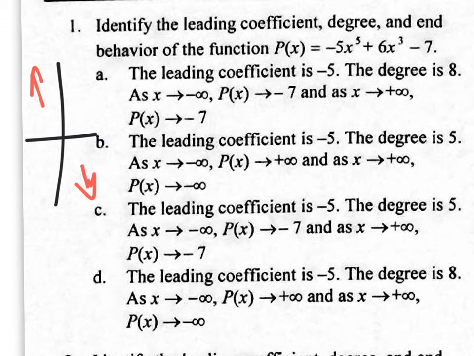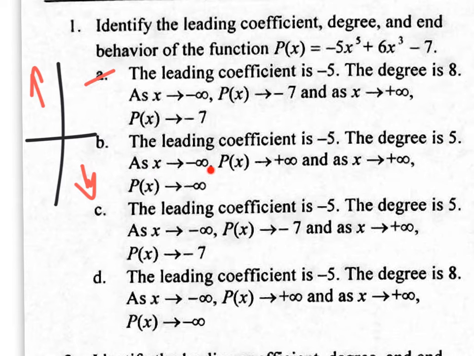So we already know the leading coefficient is -5. Check. The degree is 8? No, that can't be it. So A is not it for sure. Let's go with B. The leading coefficient is -5. Okay, the degree is 5. Yep, so far so good.